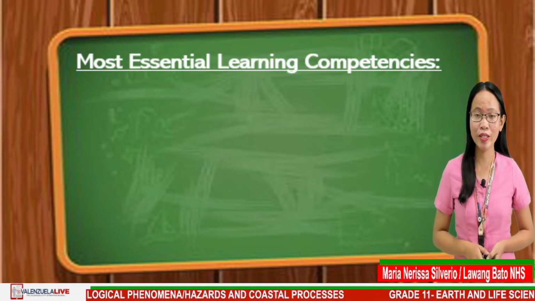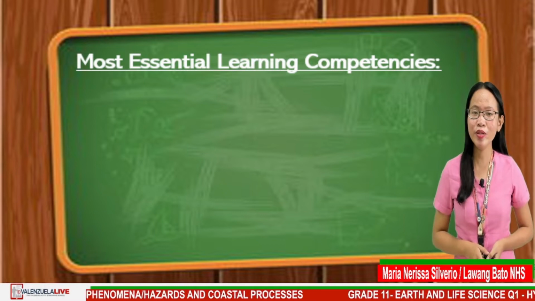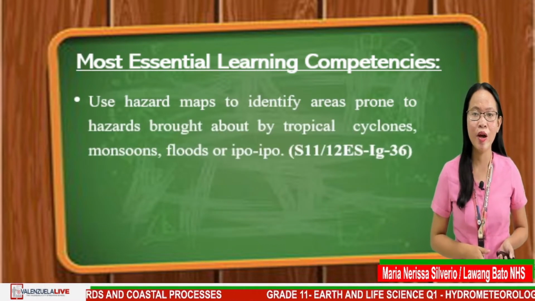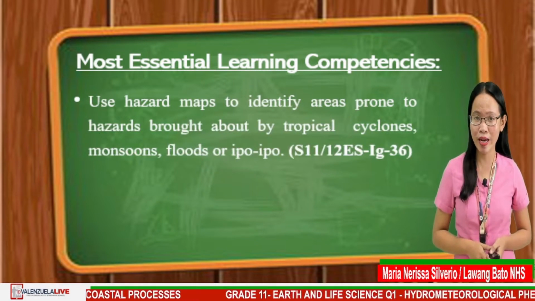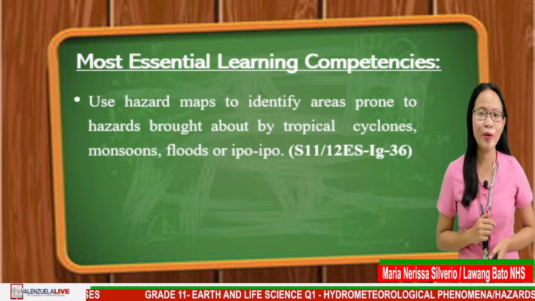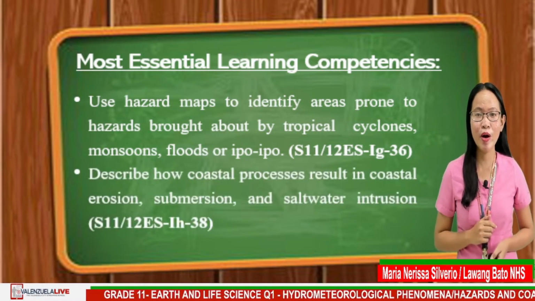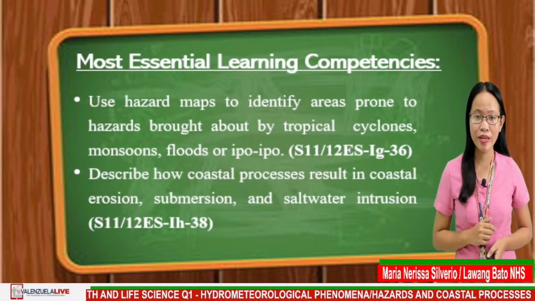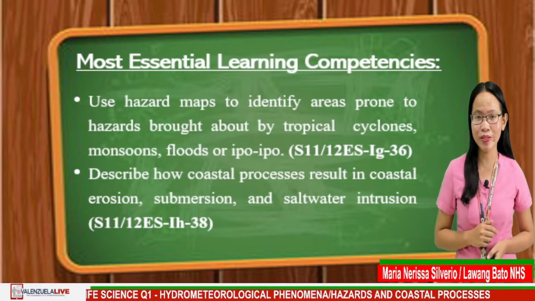Today's most essential learning competency is to use hazard map to identify areas prone to hazards brought about by tropical cyclone, monsoons, flood, or ipo-ipo, and describe how coastal processes result in coastal erosion, submersion, and saltwater intrusion.